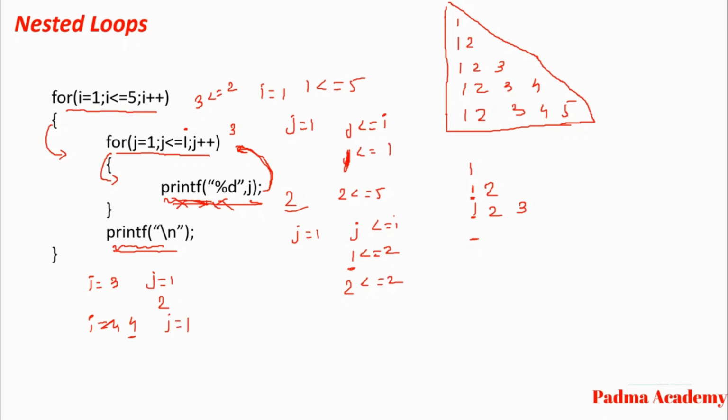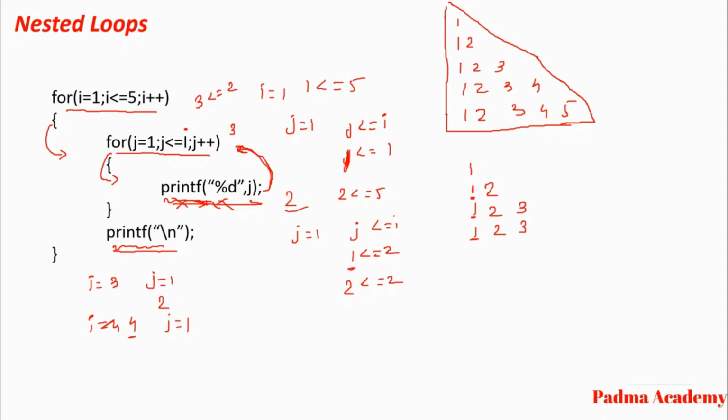Then it will assign the value of j as 1. Then it will check that is j less than or equal to i, that is 1 less than or equal to 4, yes. Then it will print the value of j, that is 1. Similarly it will increment the value of j as 2. Then it will check that is 2 less than or equal to 4, then it will print the value 2. Similarly the value of j will be incremented, the value of j will become 3, and it will check that is 3 less than or equal to 4, yes. Then it will print 3.